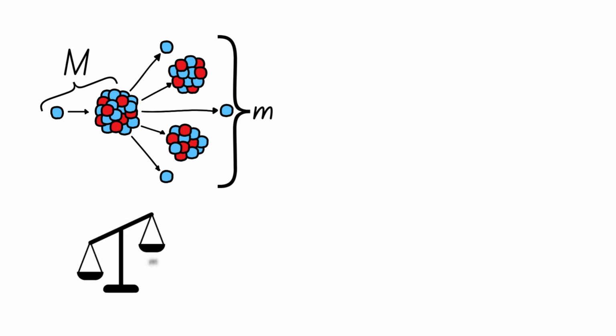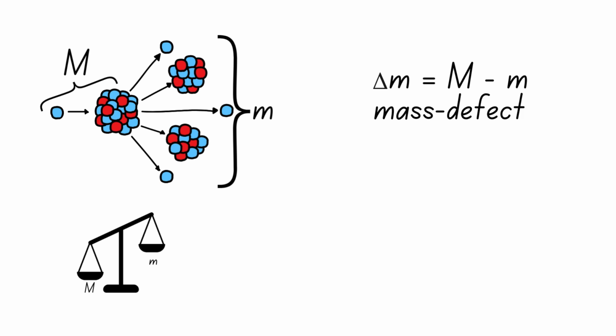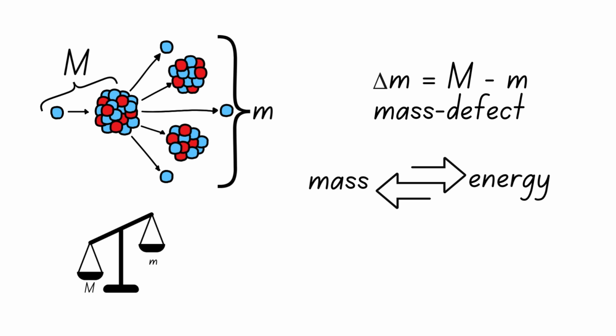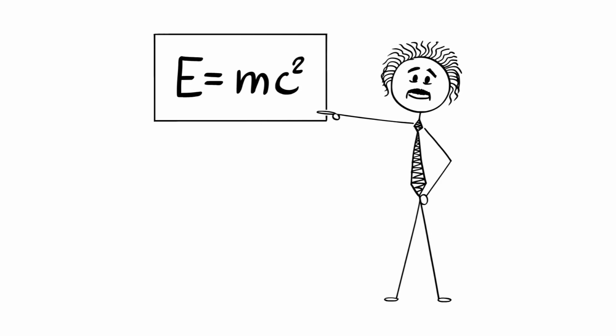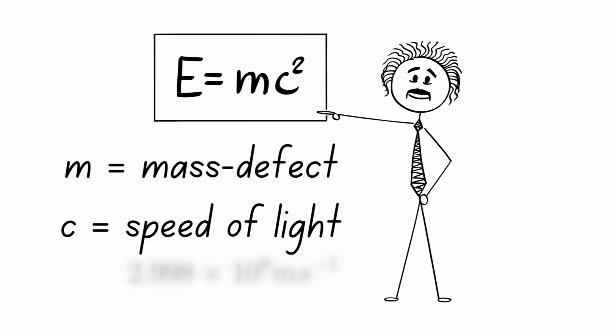The byproducts actually have less mass compared to the uranium-235 nucleus, and this difference in mass is called a mass defect. This discrepancy occurs because mass and energy are two sides of the same coin, and thus some of the mass is converted directly into energy in the form of kinetic energy and radiation. The exact amount of energy released can be calculated using Einstein's mass-energy relation, E = mc², where m is the mass defect and c is the speed of light.